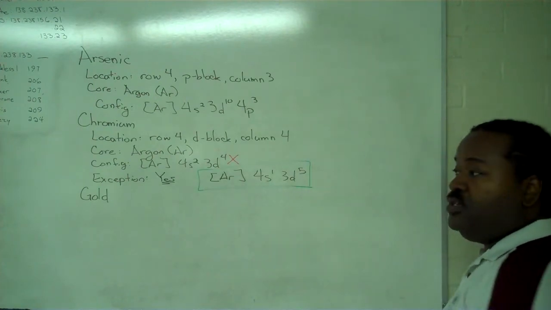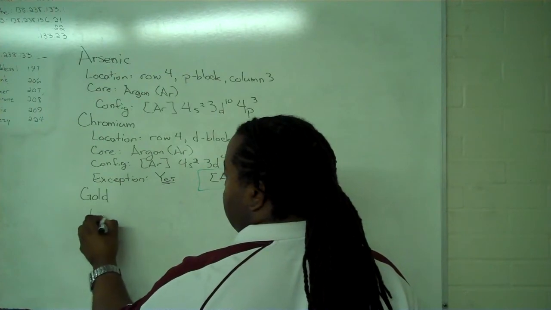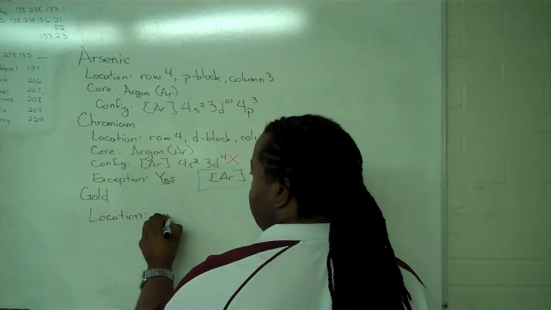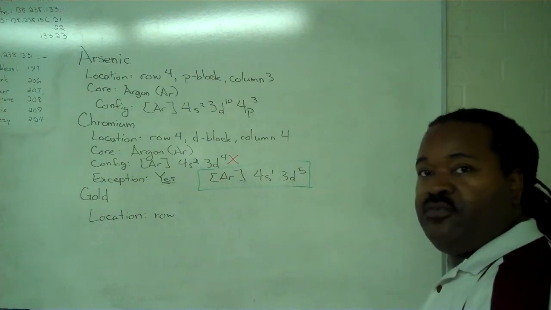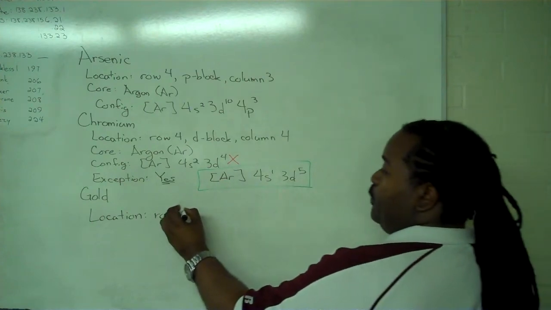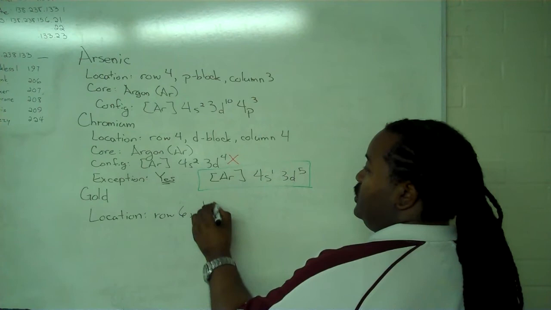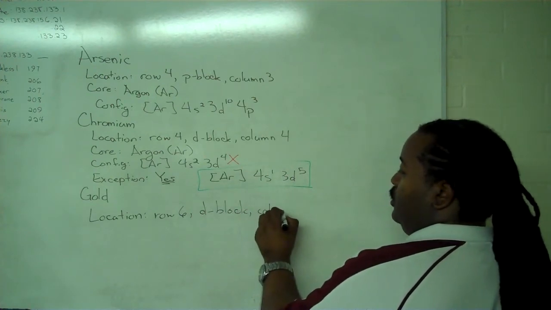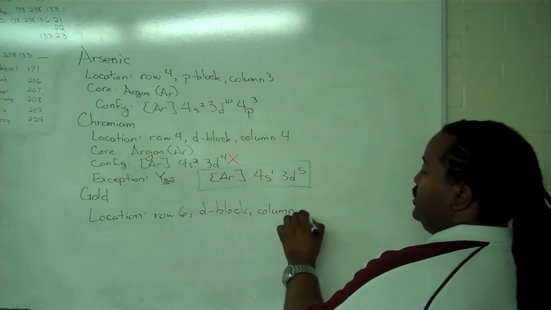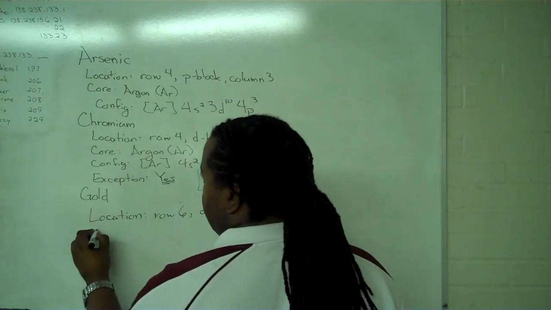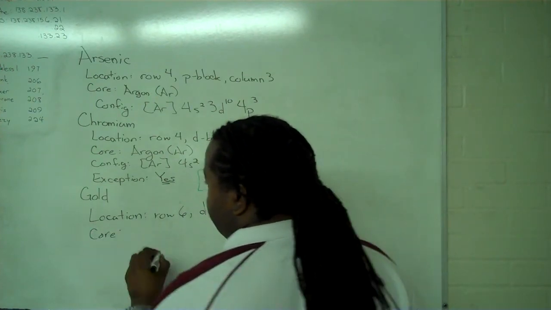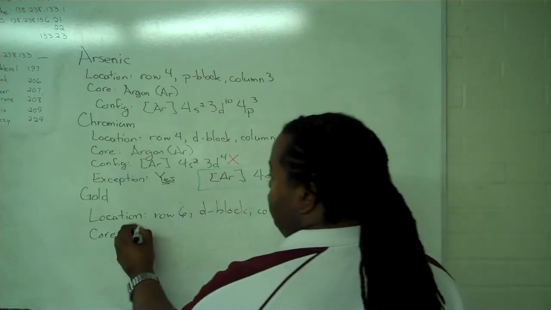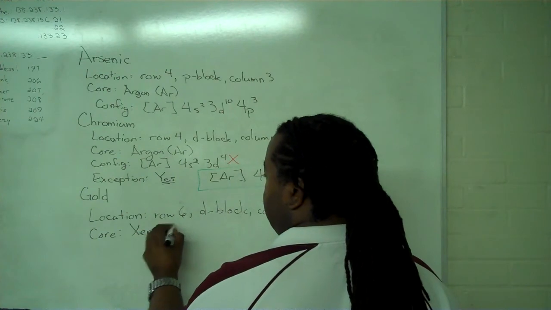Now, let's see what happens with gold. Its location: we want to look on the chart and find its row. It's row 6. It is also in the D block. And the column we find it in is column 9. Continuing to look at the periodic chart, we find that its noble gas core is xenon.